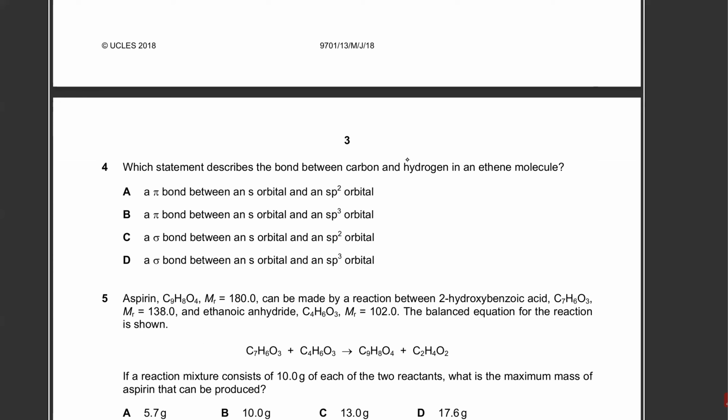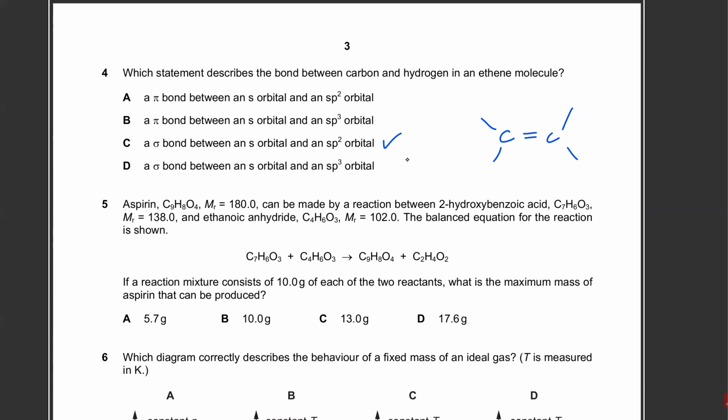Which statement describes the bond between carbon and hydrogen in an ethene molecule? It's between carbon and hydrogen, so it's a sigma bond. And it's sp2 because of the double bond. Okay, so it's double bond and sp2, that's fine.